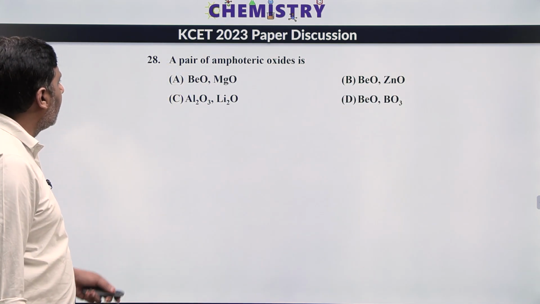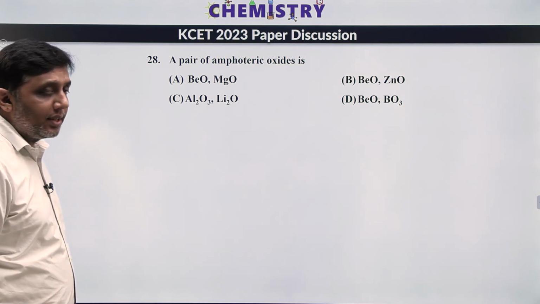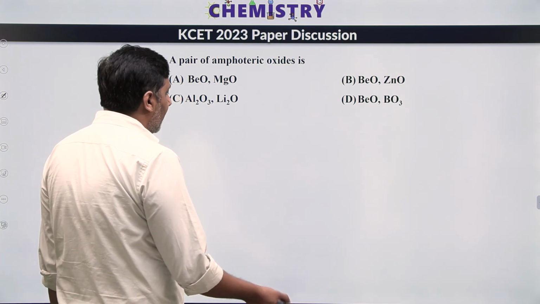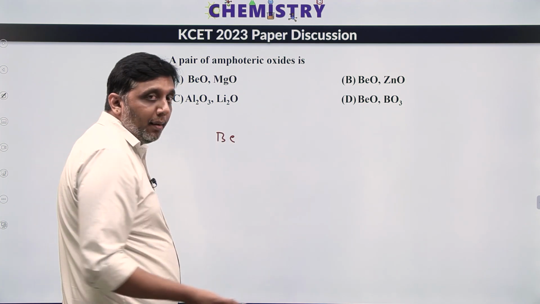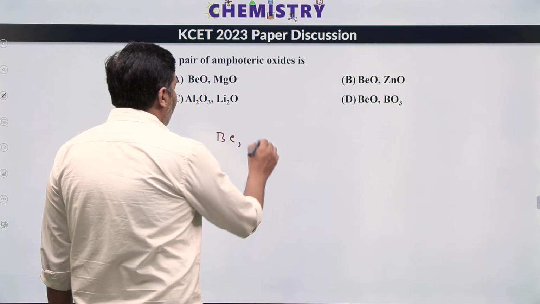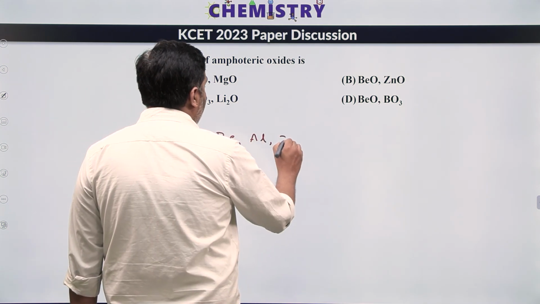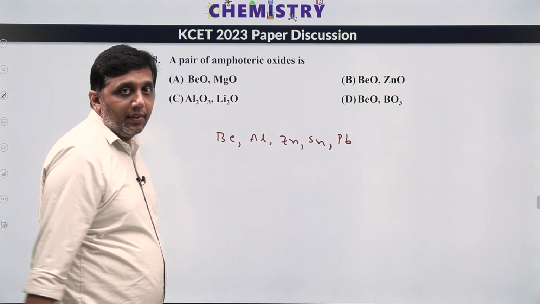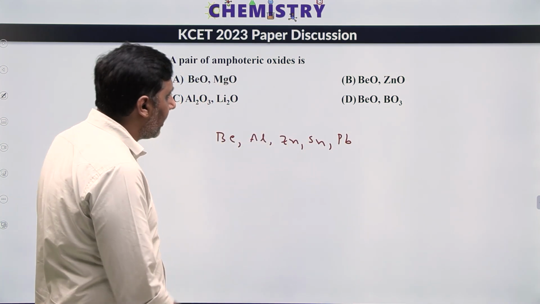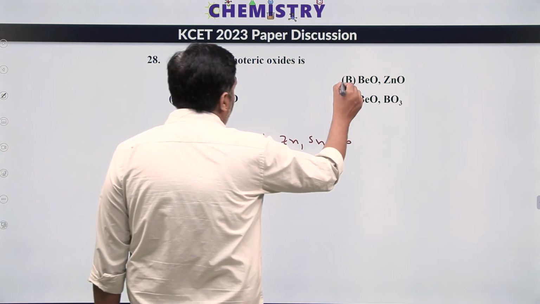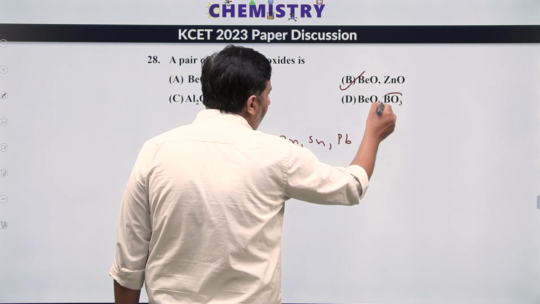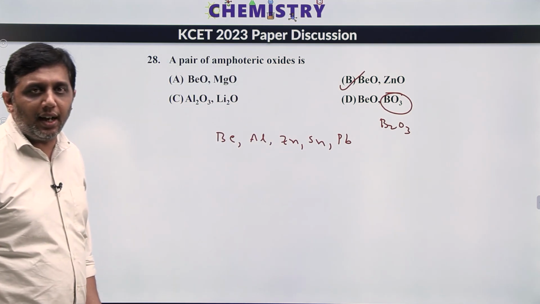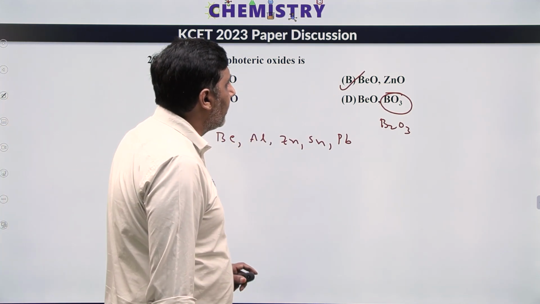Okay, next question, the 28th question: a pair of amphoteric oxides is... You know which metals in the periodic table are amphoteric. Beryllium, which is not a metal, is also an amphoteric element. We can also have aluminum, which is a metal, zinc is amphoteric, tin is amphoteric, and lead is also amphoteric. The oxides of these elements are going to be amphoteric in nature. Now you see which option it is going to be: option B. In this question something is wrong, it is not BO3, it is going to be B2O3. But anyway, that is not the answer, so you don't need to worry about that. So the answer is going to be B here, right?